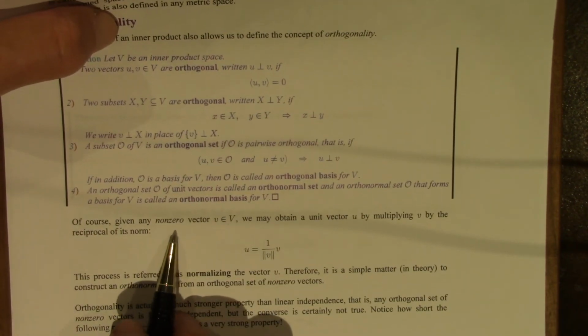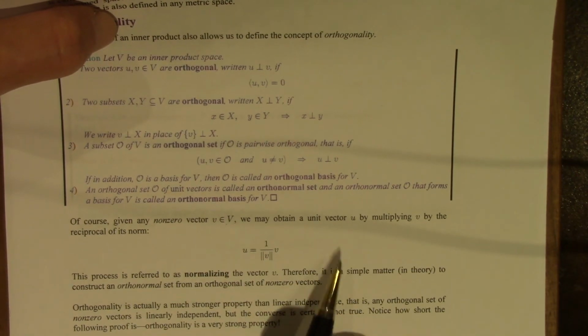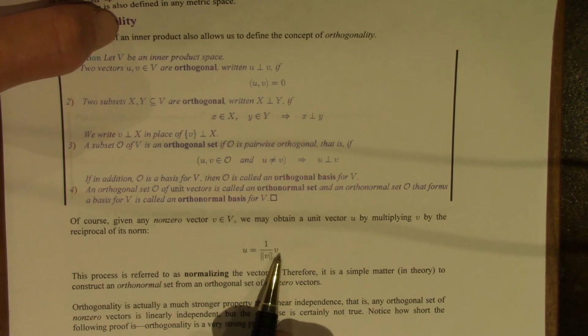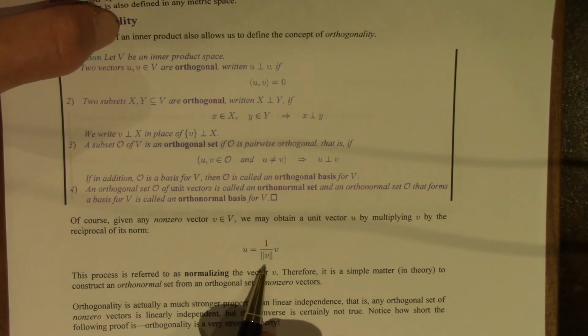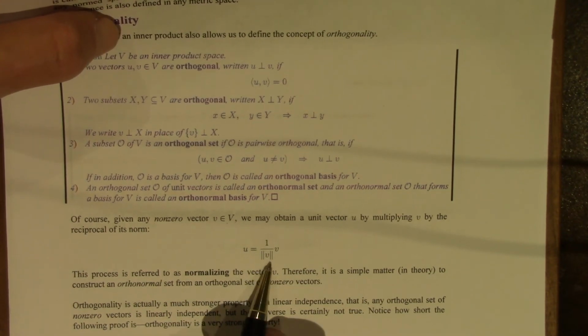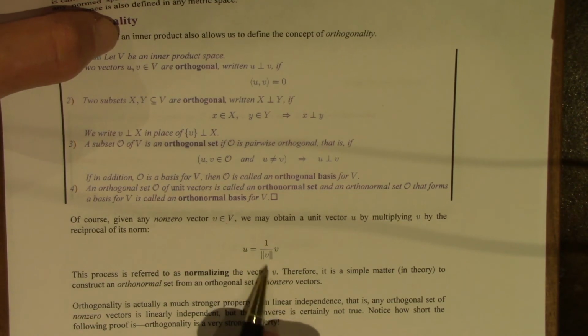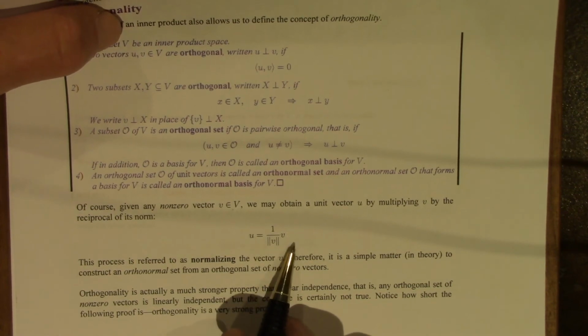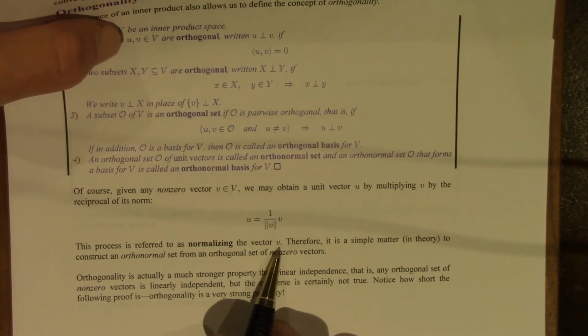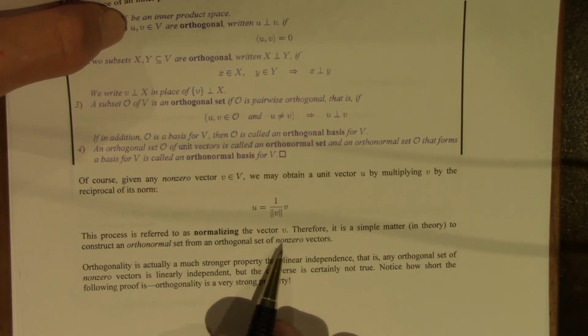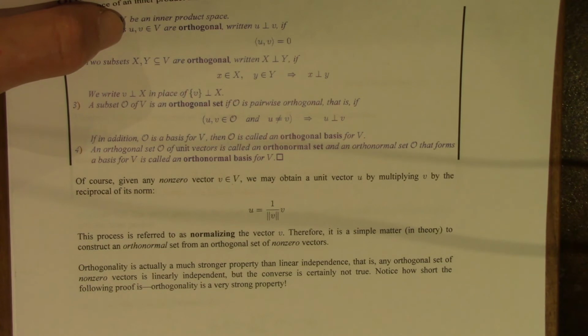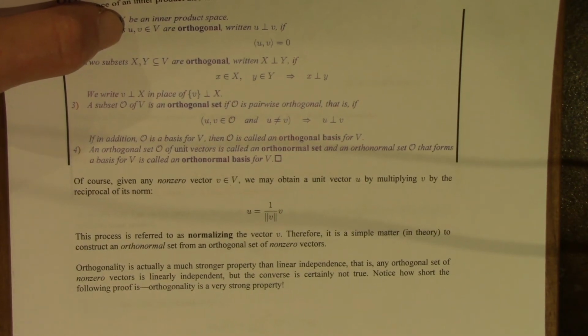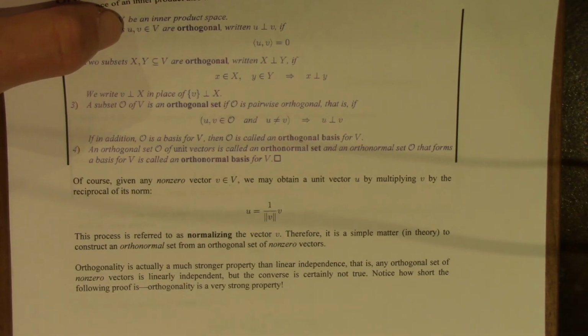Of course, given any non-zero vector V, we can always get a unit vector by multiplying V by the reciprocal of its norm. That's why we have to have a non-zero vector, because you can't stick 0 in the denominator here. This process is called normalizing the vector V, and it's something we'll do frequently. So it's a simple matter, at least in theory, to construct an orthonormal set from an orthogonal set of non-zero vectors.